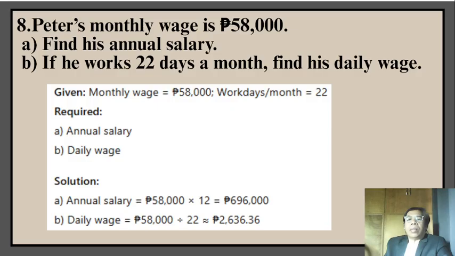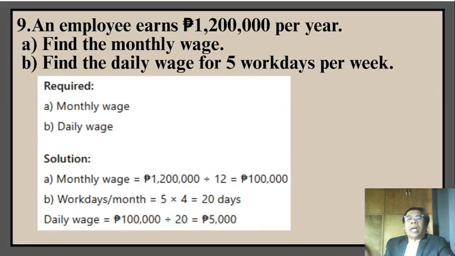So the annual salary is equal to 58,000 pesos times 12, and that is 696,000. And then letter B, daily wage is equal to 58,000 divided by 22, and that's equal to 2,636 pesos and 36 centavos.